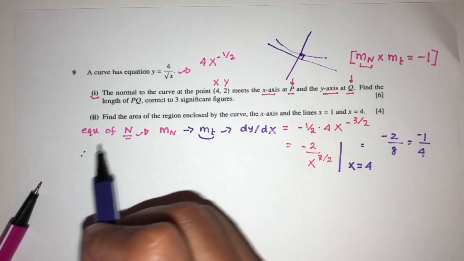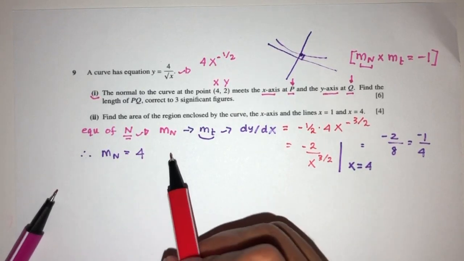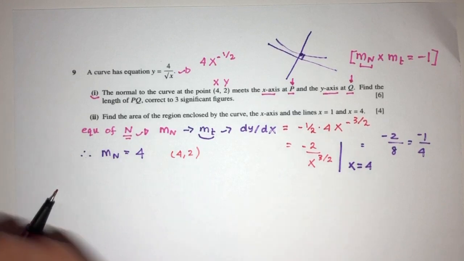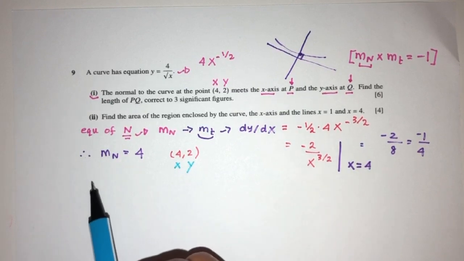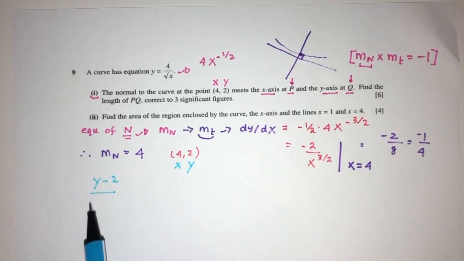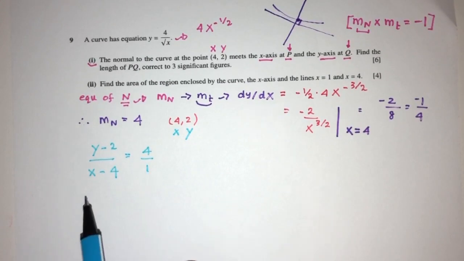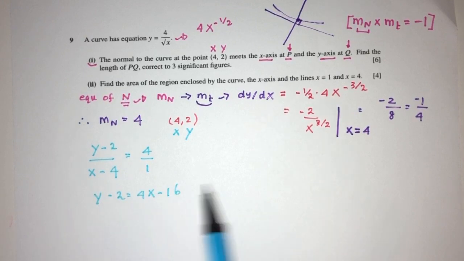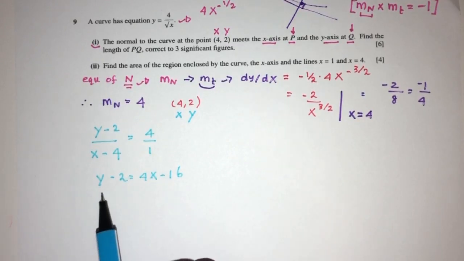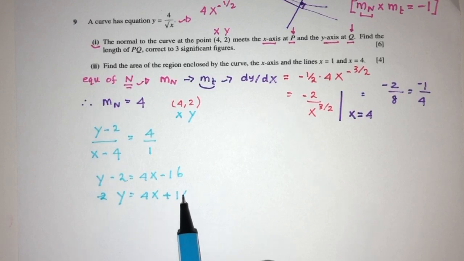From this we can derive that the gradient of the normal has to be 4. Now we have the gradient 4 and a passing point (4, 2), so we can find the equation of the normal. y minus 2 over x minus 4 has to be 4. Now cross multiply, you will have y minus 2 equals 4x minus 16. Now we simplify: y has to be 4x minus 14 for the equation of the normal. That is part 1 of the question.